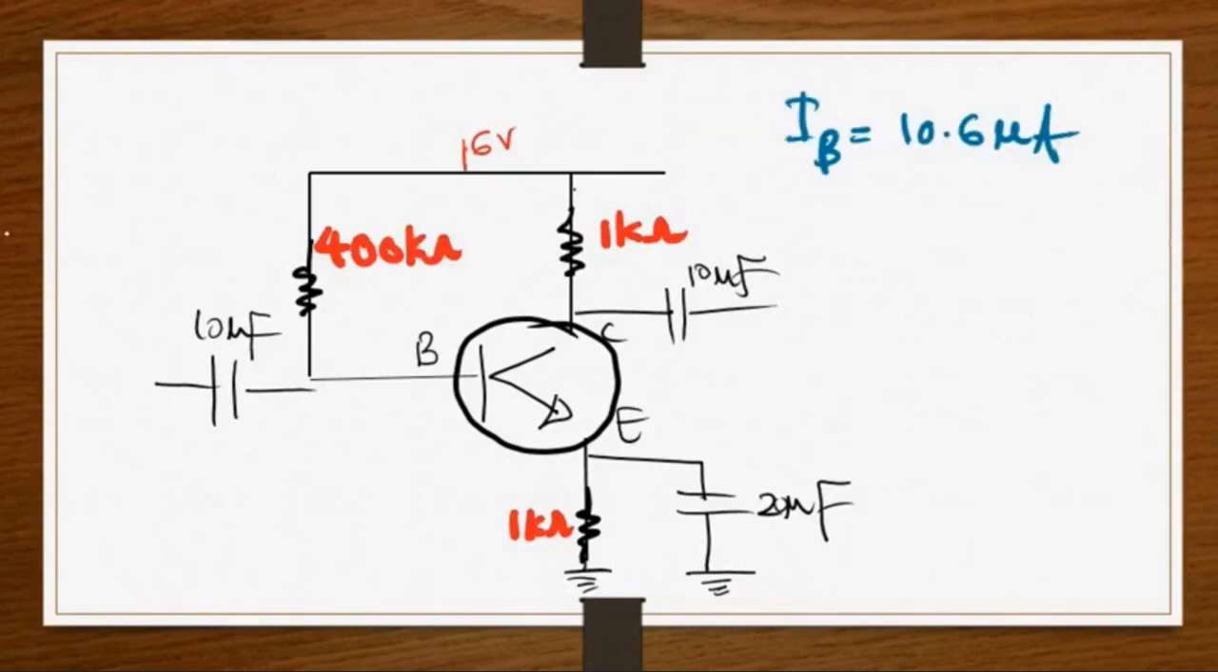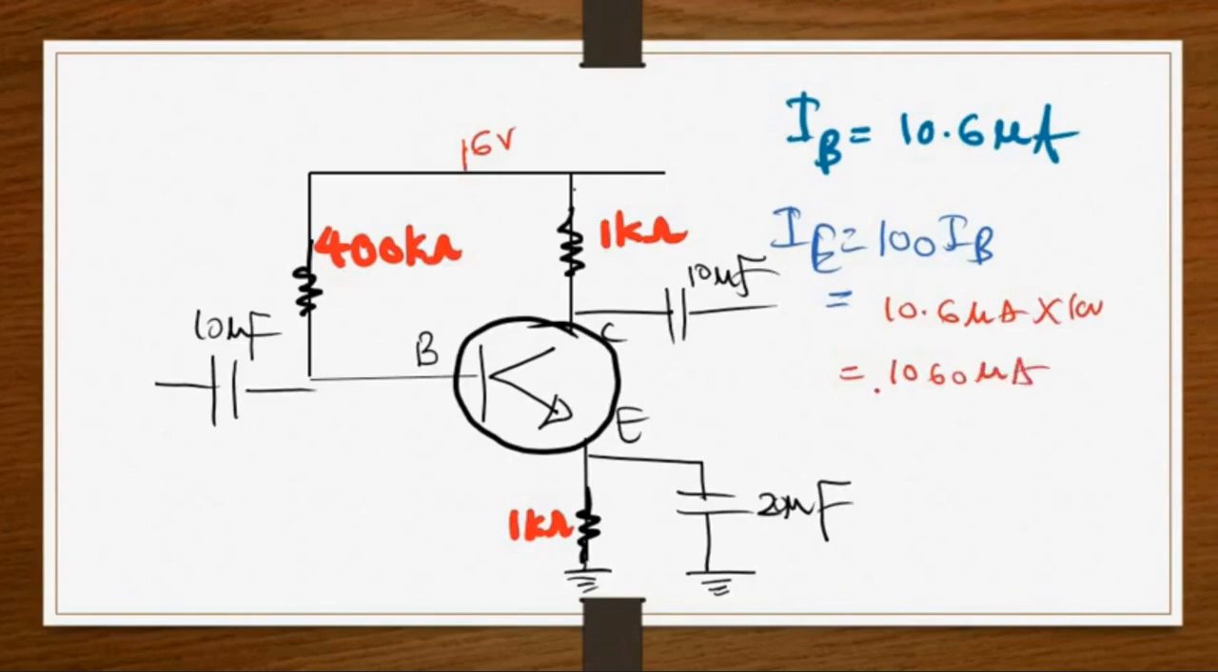Right, now we have IB value. Now we need to move into finding IC value. That is actually not that difficult. Finding IE is really easy because IE we found it's 100 IB. So we can conclude 10.6 microampere into 100. So I'm getting 1060 microamperes. That means 1.06 milliamperes is IE.